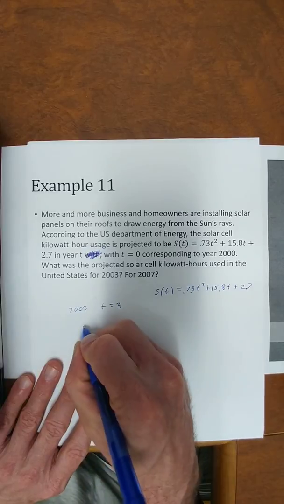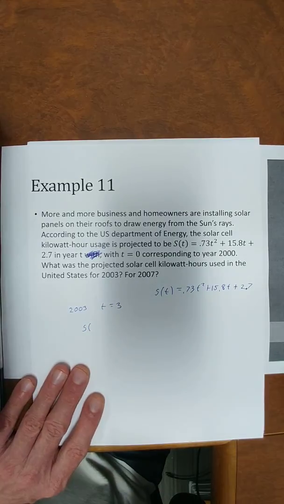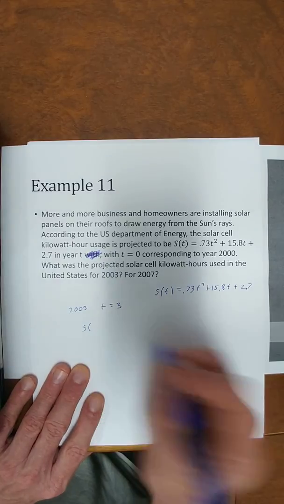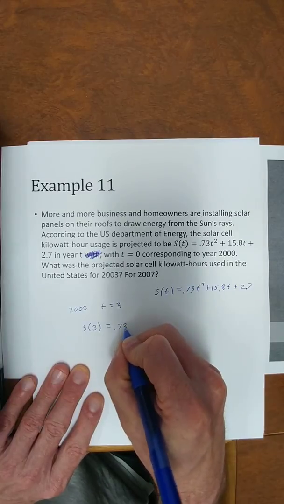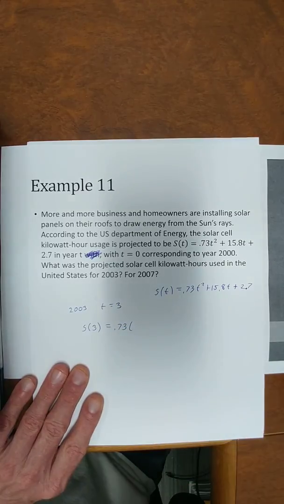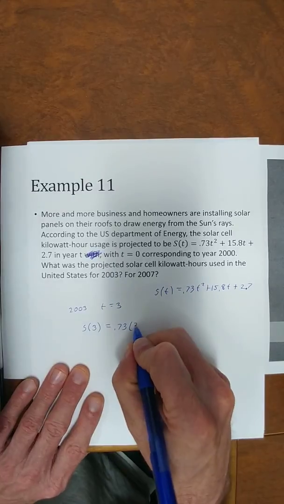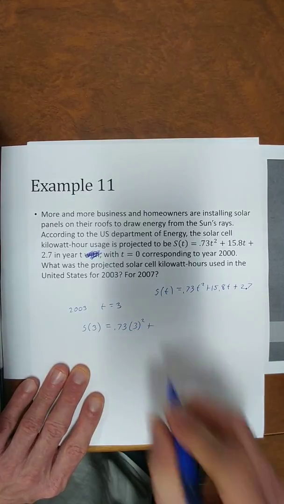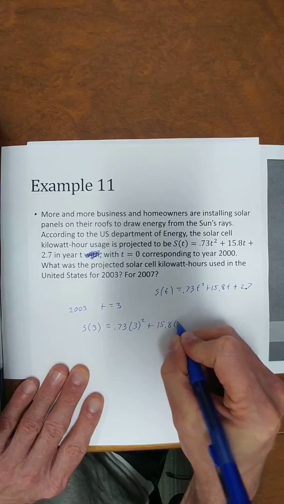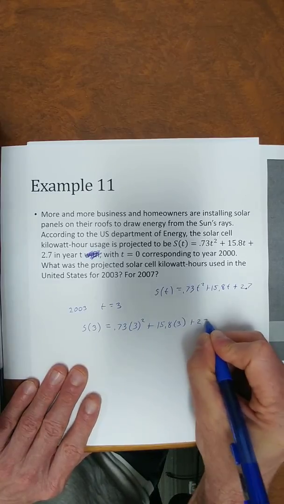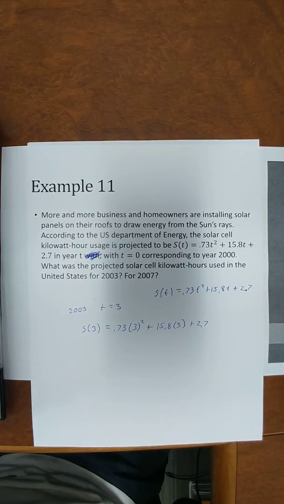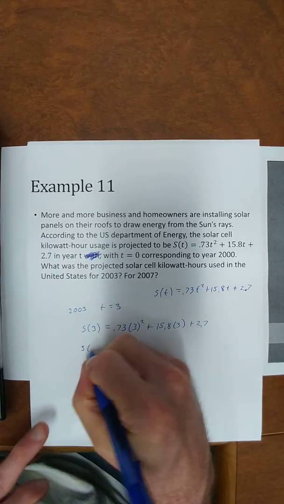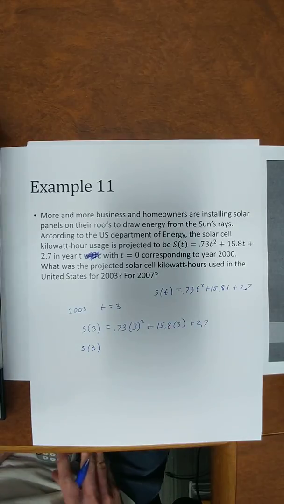So that would be, and I may have to go to another page. I think I will. I'm just going to do 3 for right now. So we're going to find S of 3, which represents 2003, which will be 0.73 times 3 squared plus 15.8 times 3 plus 2.7. And I'll get my calculator here. I'll see how that works out. So we're just plugging in 3 basically.